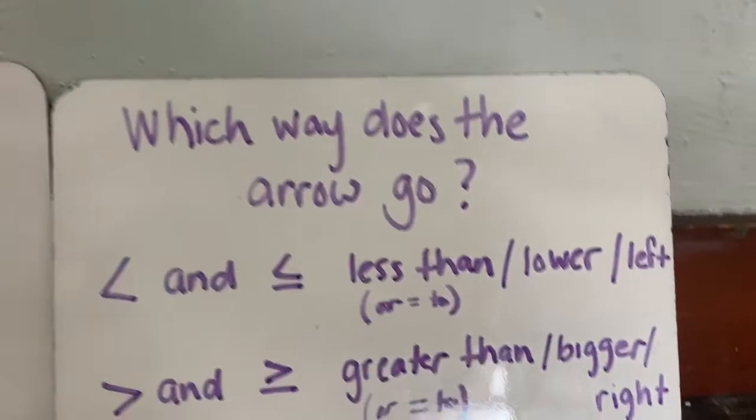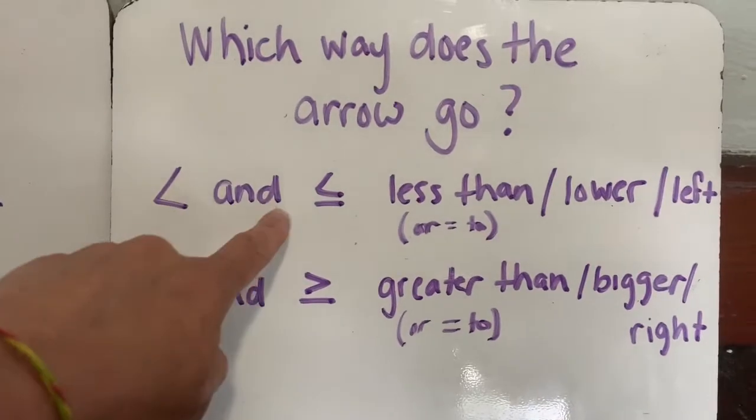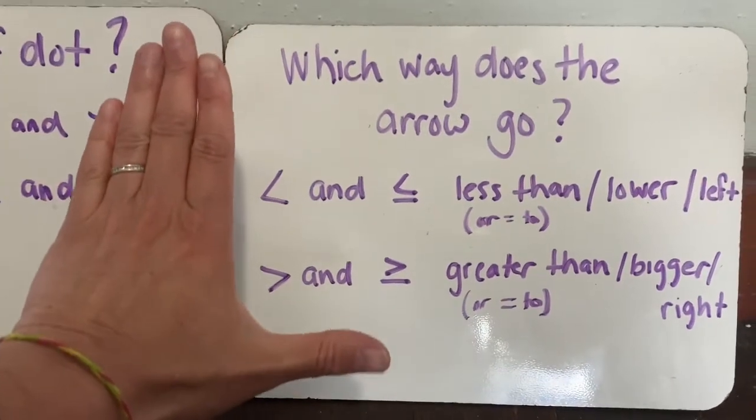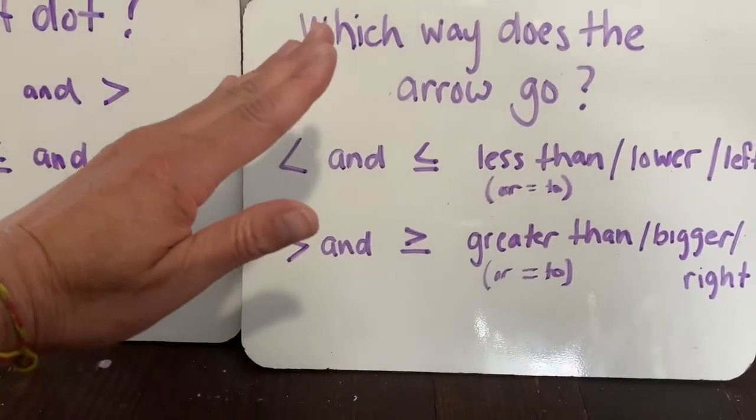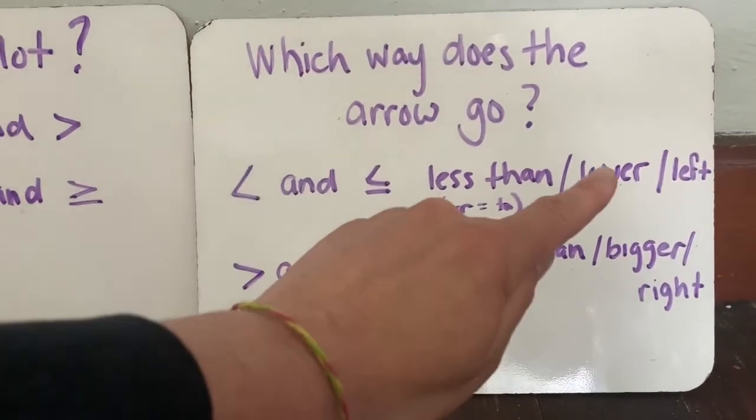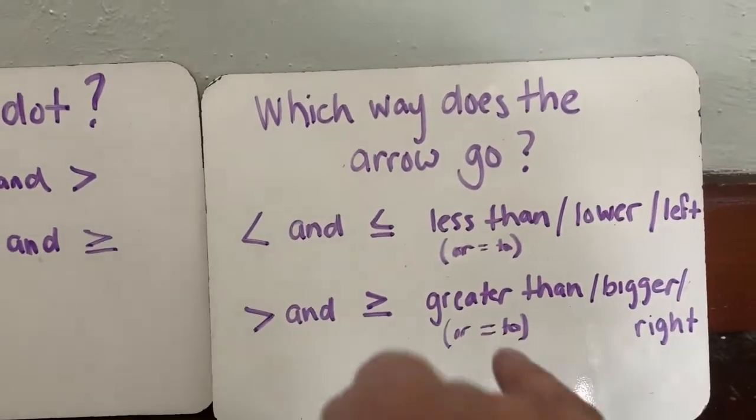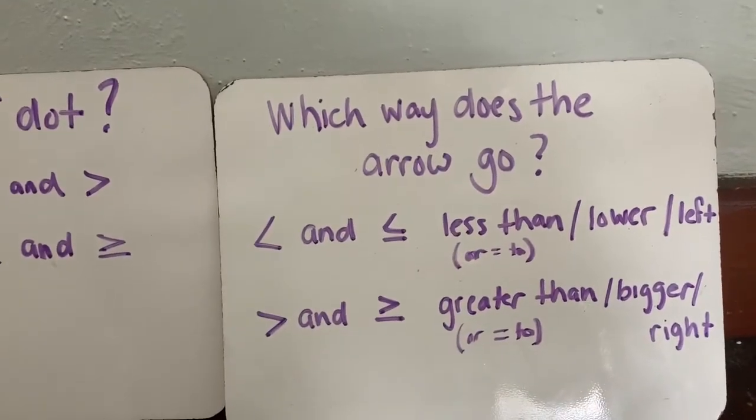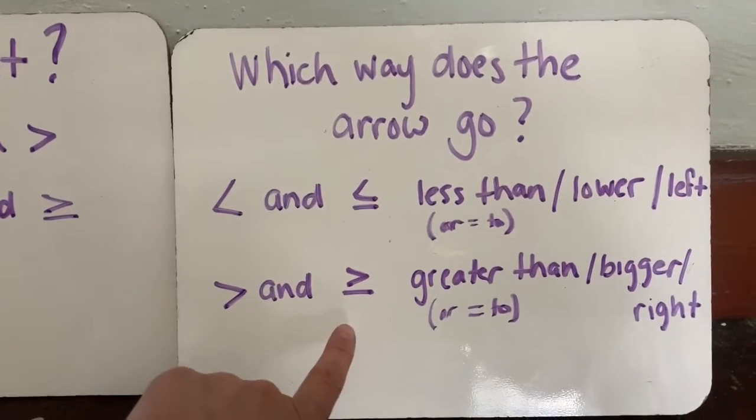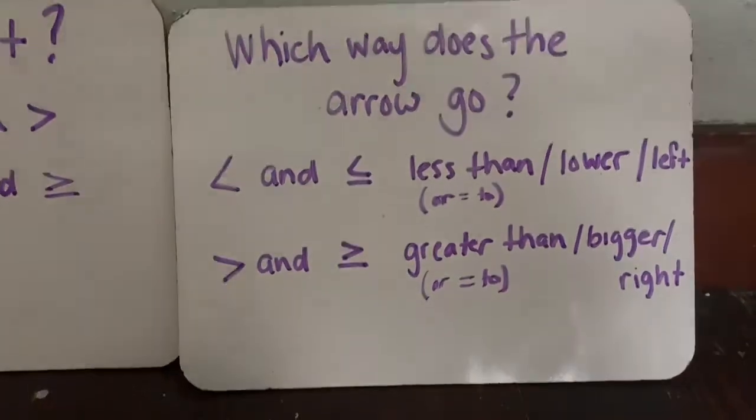The other thing we need to know is which way does the arrow go? And I like to think about these symbols being the same shape as L for left, right? You know how you put up the L with your left hand? Well, that's the same as this symbol and this symbol. L is less than, lower, left. So if we see these symbols, our arrow should be going to the left on our number line. And these symbols, greater than and greater than or equal to, tell us our mystery number is bigger and we should be going to the right. I'm going to show you some examples.